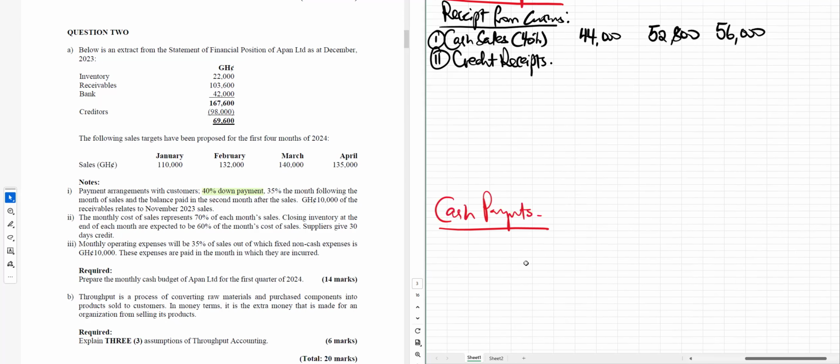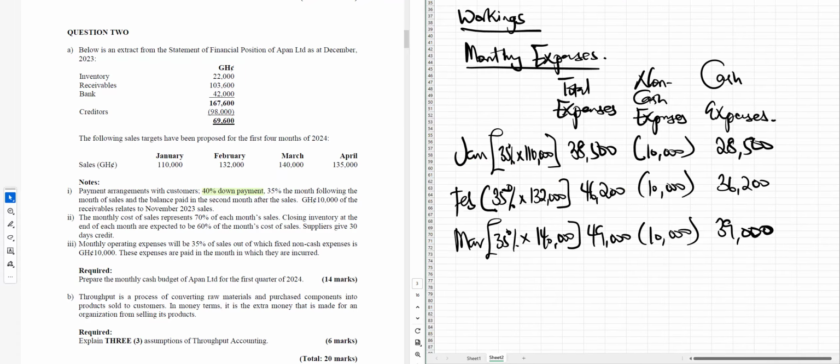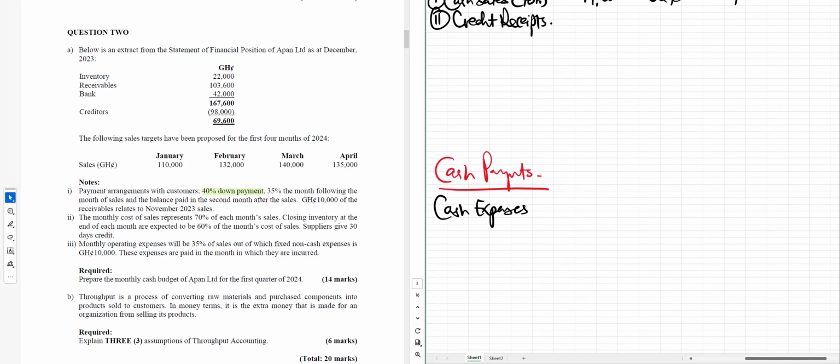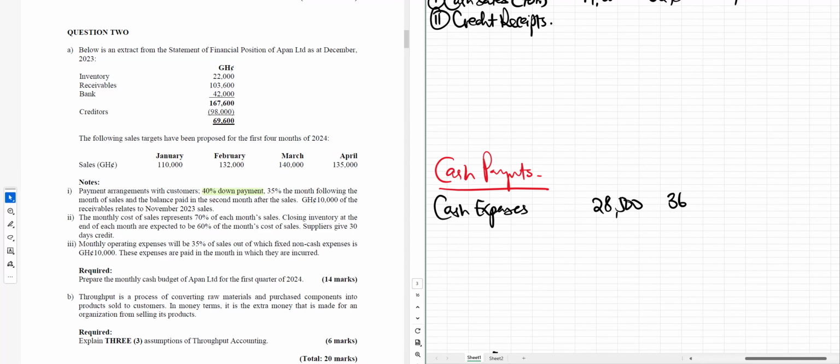So straightforward. I go to payments and then I say cash expenses. First month was 28,500. Then 36,200. Then 39,000. So that one I can put a working. I've worked for it. Easy marks. Then I come to this next working. They said the monthly cost of sales represents 70% of each month's sales.